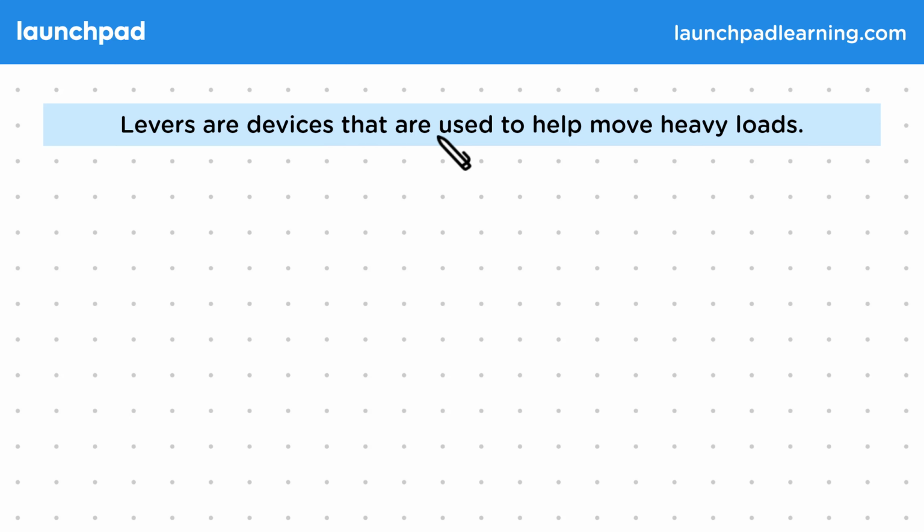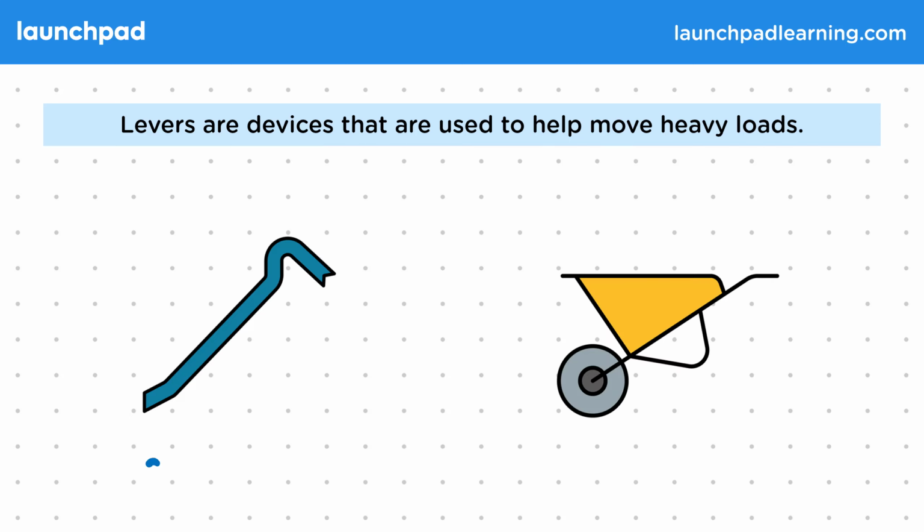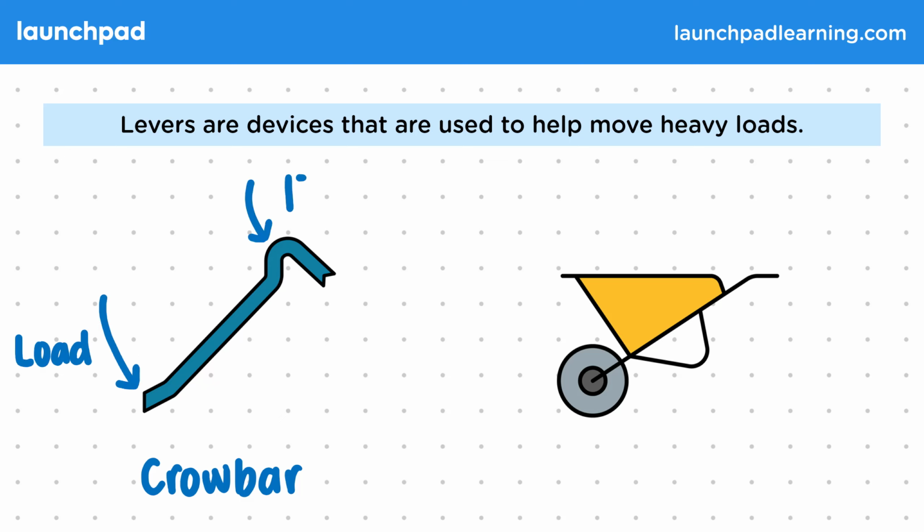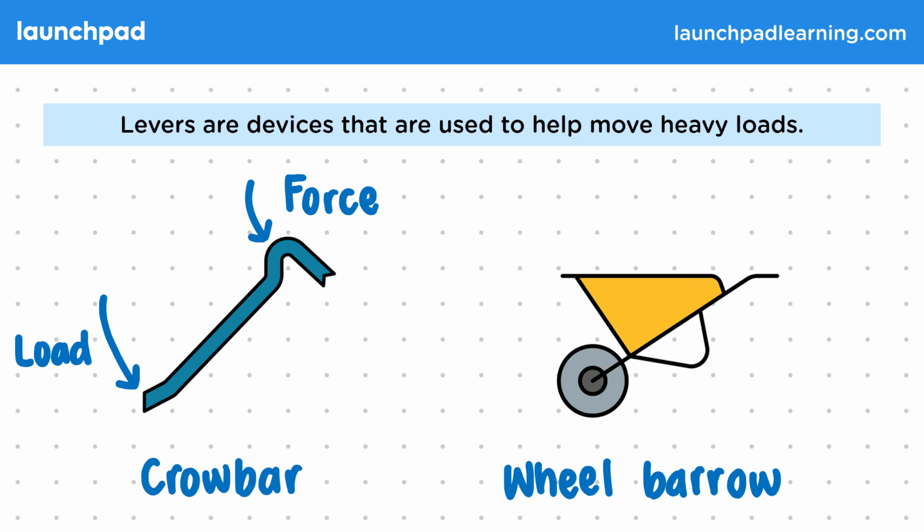Levers are devices that are used to help move heavy loads. For example, a crowbar, which is used to remove nails that are stuck and overcome resistive forces. When using a crowbar, there's a large load at one end, and then a small force can be applied at the other.